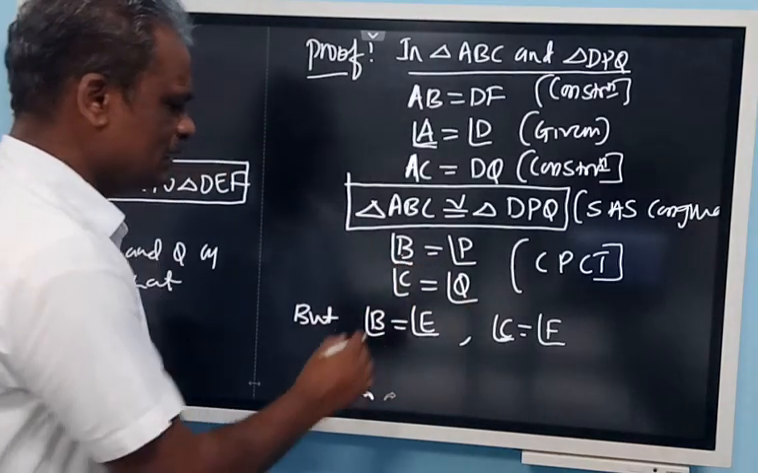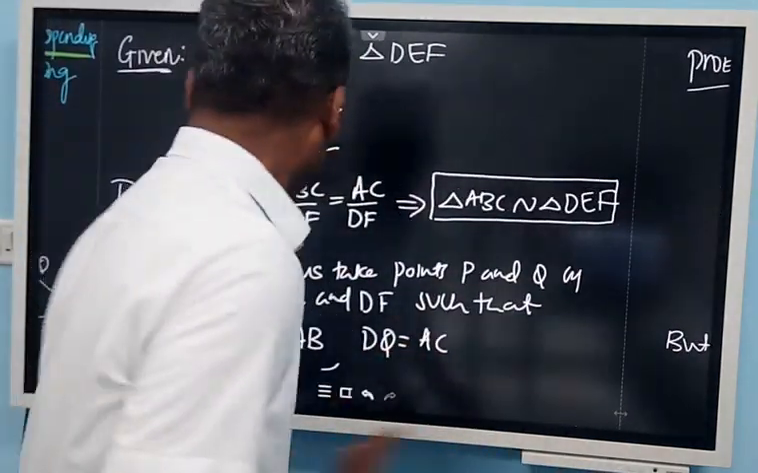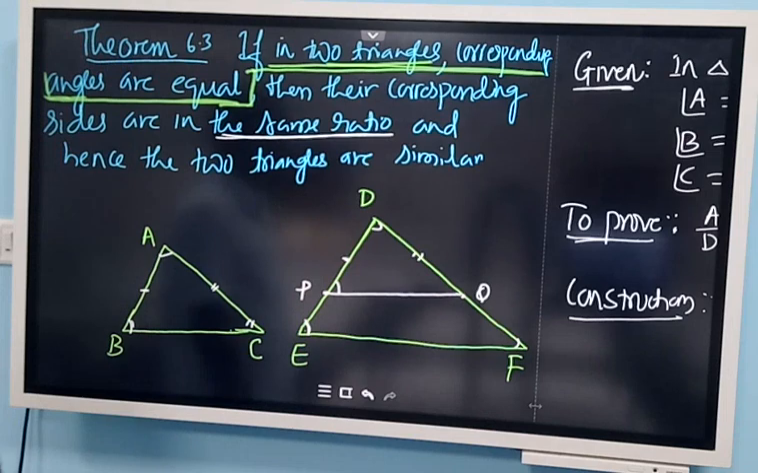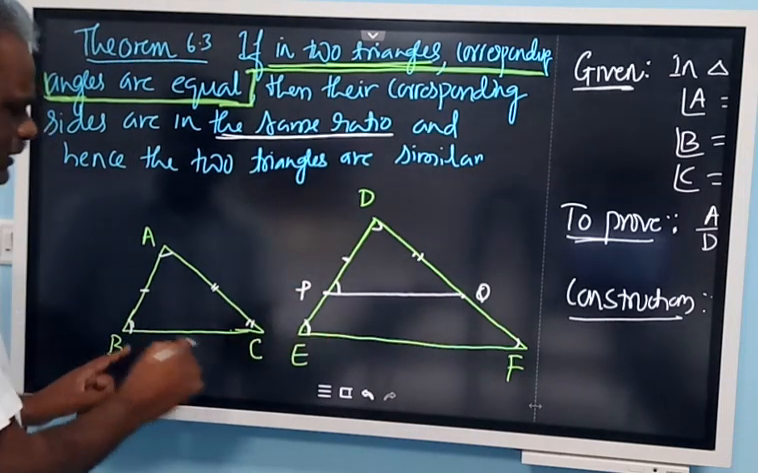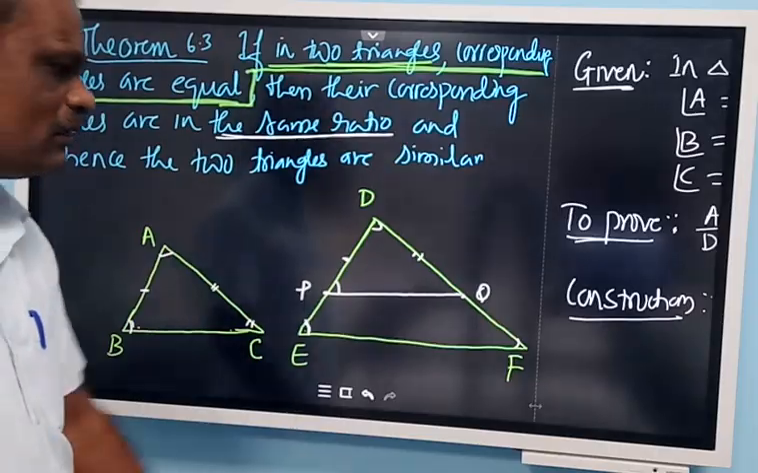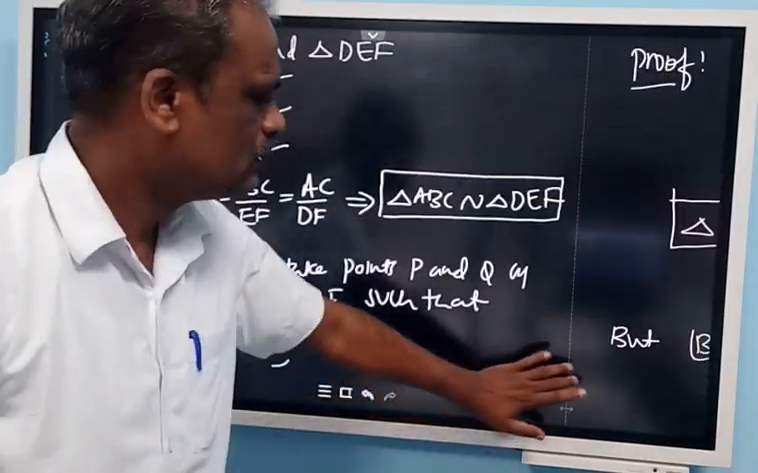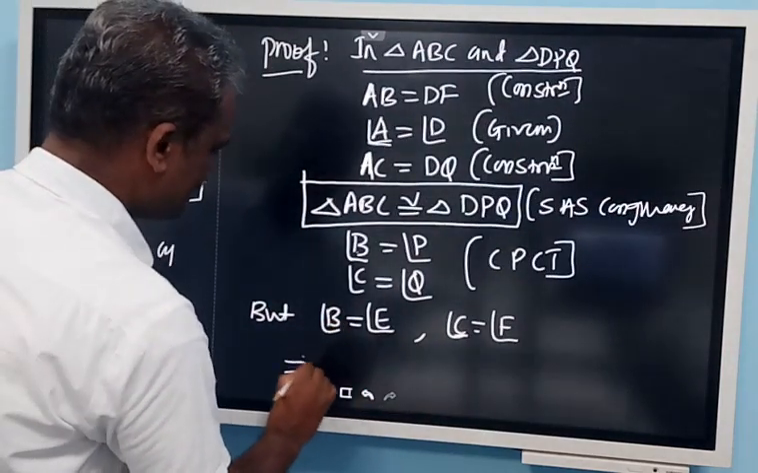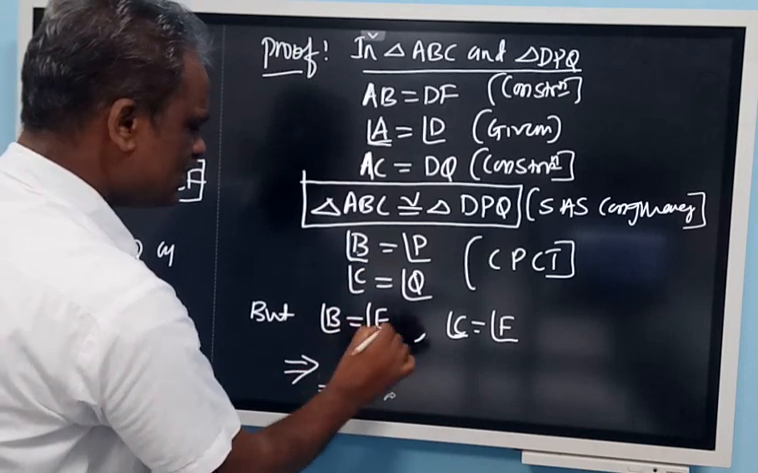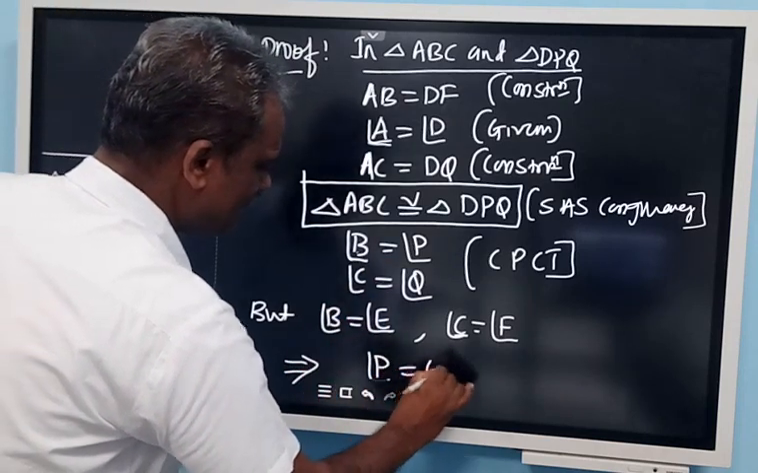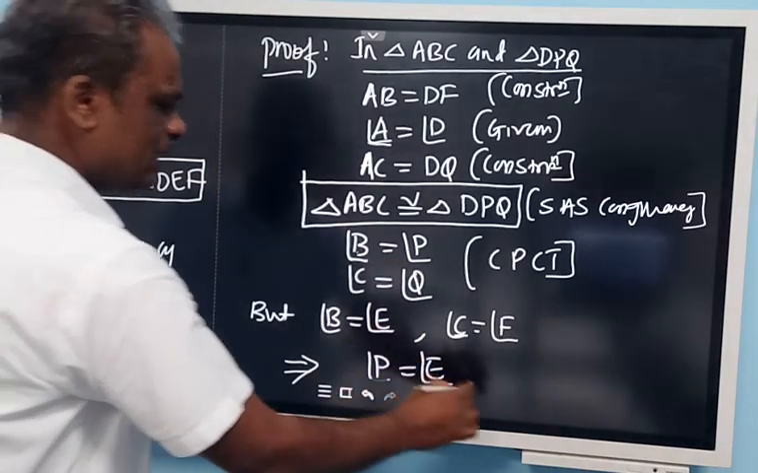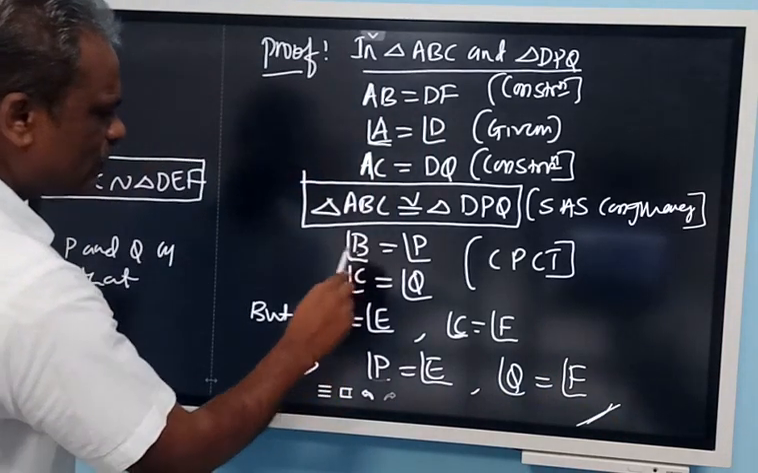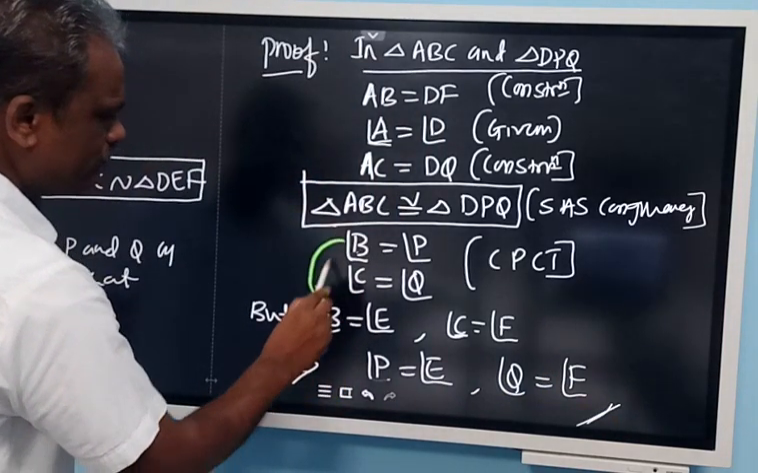See, B is equal to P and B is equal to E. Look at the diagram. The same angle is equal to P and the same angle is equal to E. So you can conclude that angle P will be equal to angle E, and at the same time angle Q is equal to angle F. Isn't it? So we compare these two.